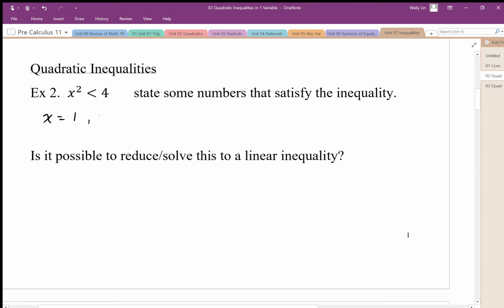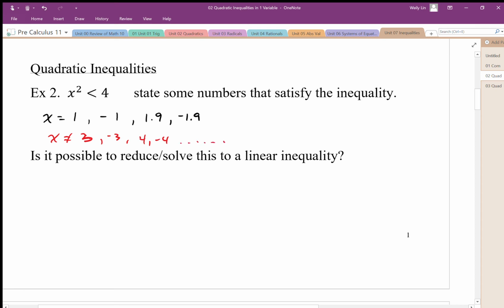Okay, x equals -1, x equals 1.9 or -1.9. Okay, what doesn't work is numbers like 4, or let's just go 3, or -3. Okay, -3 squared is bigger than 4. 3 squared is bigger than 4. So all these numbers, 4, -4, etc.